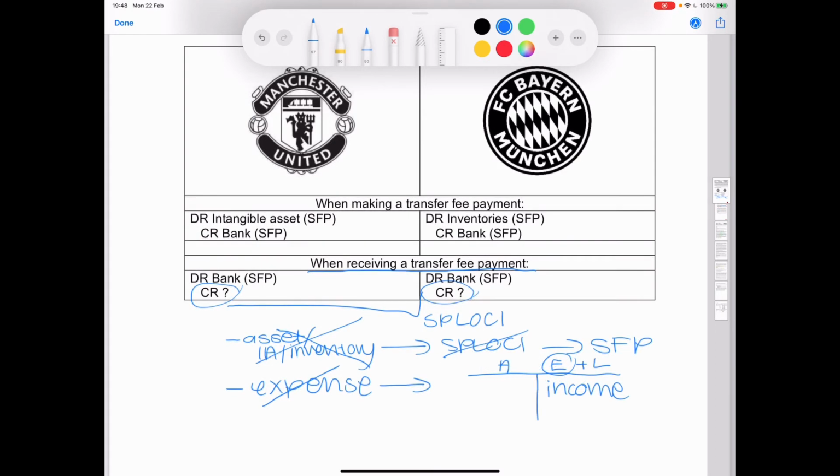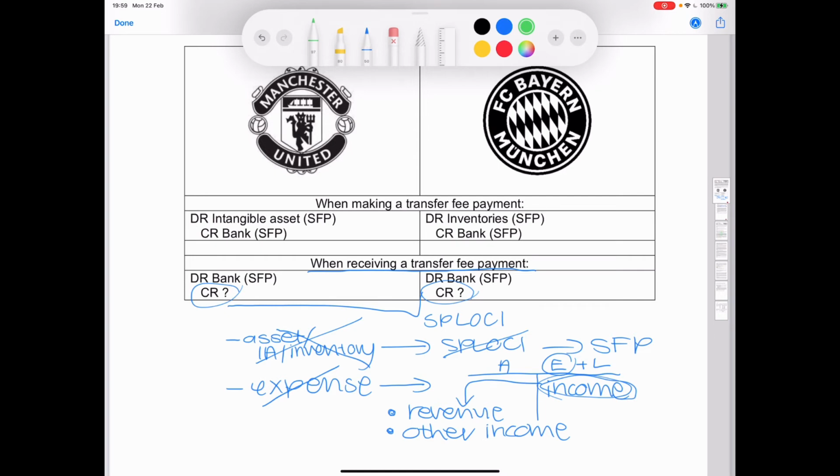So now that you've established that the credit entry represents income, you have to go and identify which line items in the statement of profit or loss and other comprehensive income represent income. These are revenue and other income. So for each football club, we have to go and choose one of these line items.